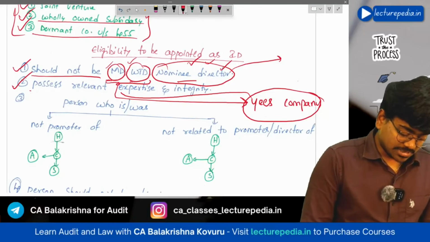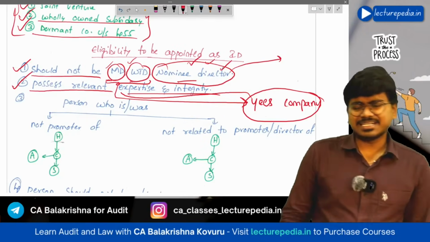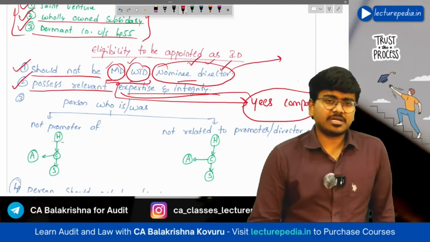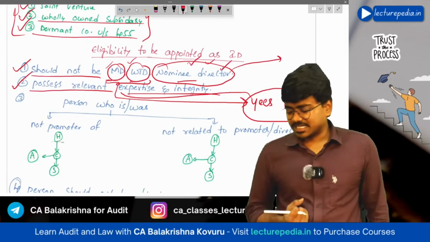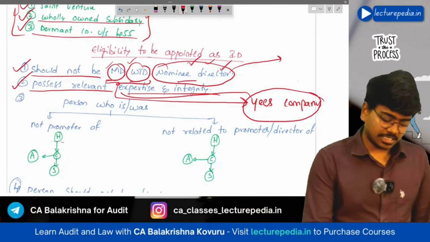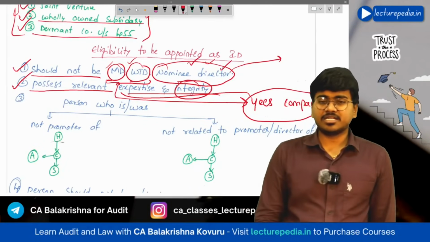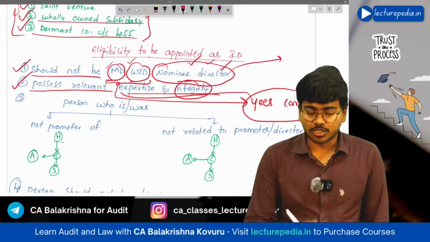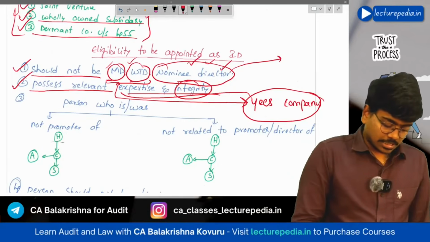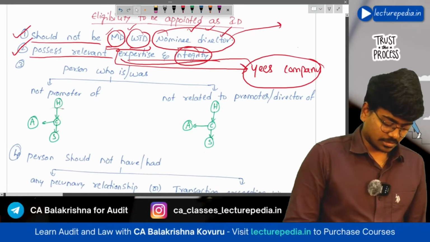Next, possess relevant expertise and integrity. The independent director should have relevant expertise to take decisions, and he should have integrity. Integrity means straightforwardness, truthfulness. That is the second qualification. Next, third qualification.